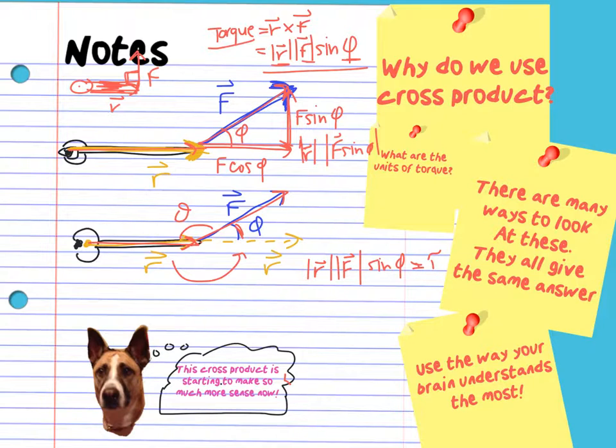Now, in later problems, it is going to be easier to say, all right, I have this vector and this vector, and since we know that the sine of theta is equal to the sine of phi, which you could prove to yourself, the sine of supplementary angles is equal, then you could just say the magnitude of R times the magnitude of F times the sine of theta as well, and get the same value for torque.